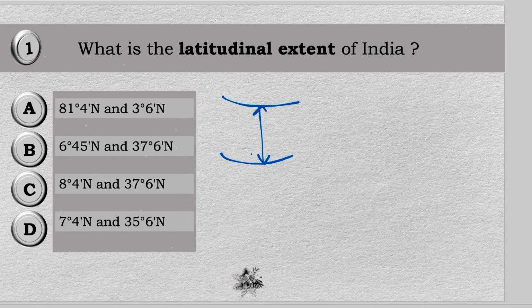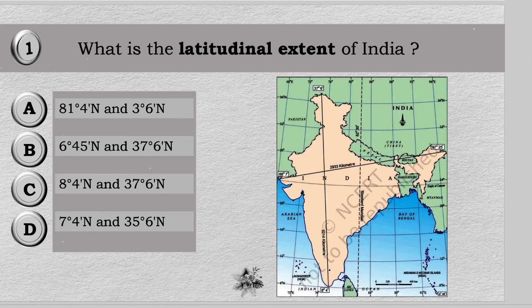So the answer over here is 8 degree 4 minutes north and 37 degree 6 minutes north. In this map you can easily see 8 degree 4 minutes north and 37 degree 6 minutes north. North is used because it is north of the equator.